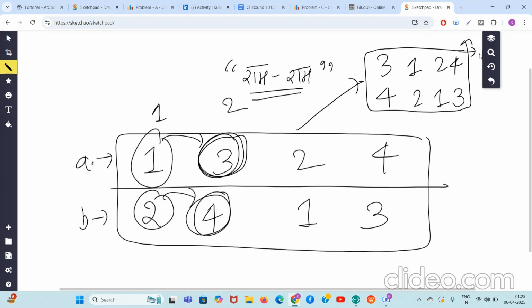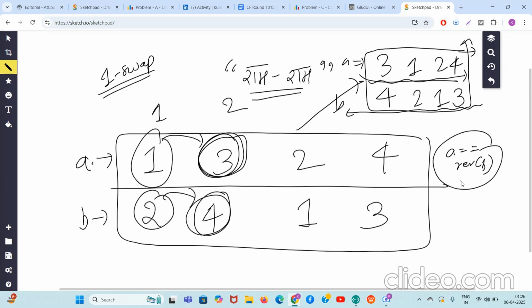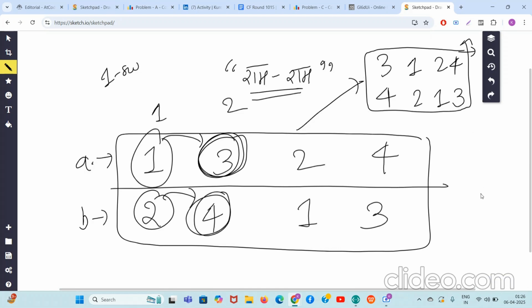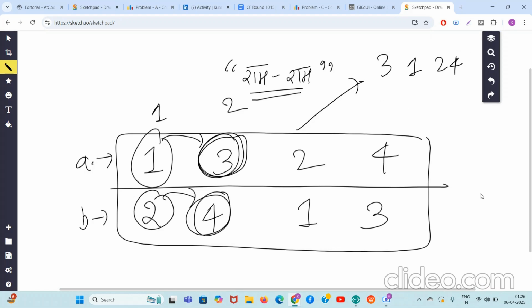So this much you can also observe, okay, fine. But guys, this solves the problem. In one swap, you solve the problem. How? Array A is 3124, and array B is the reverse of 3124. A is equal to the reverse of B, so it solved the problem. But guys, how will you know which swap you should do? That is the greatest mystery of all time.